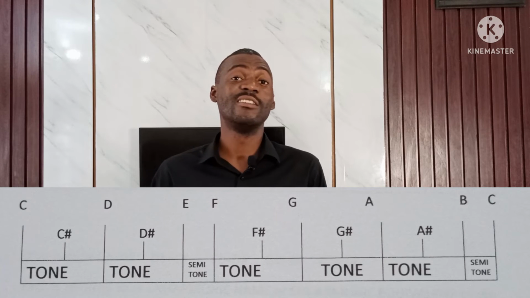So from C, if we are moving a tone, we will get to where? D. Because from C, we get to C sharp, a semitone movement, and then we get to D. That's a full tone movement. We've gotten our D. To get the next note, we make use of our formula again, which is tone. A tone movement from D will land us where? Through D sharp to E. So from D to E is a tone movement.